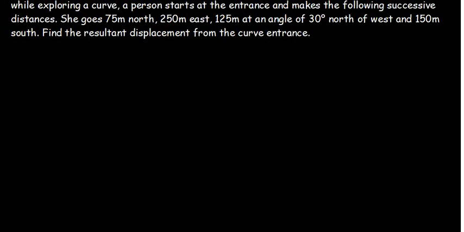While exploring a cave, a person starts at the entrance and makes the following successive displacements. She moves 75 meters north, 250 meters east, 125 meters at an angle of 30 degrees north of west, and 150 meters south. Find the resultant displacement from the cave entrance.